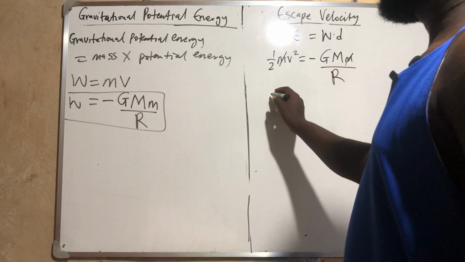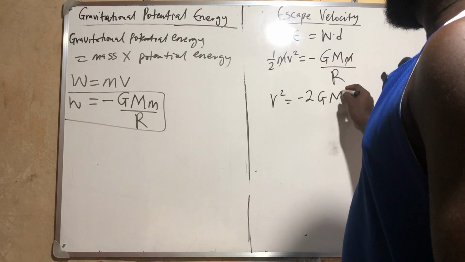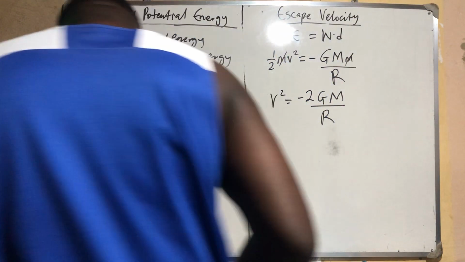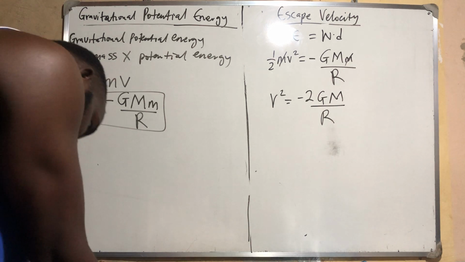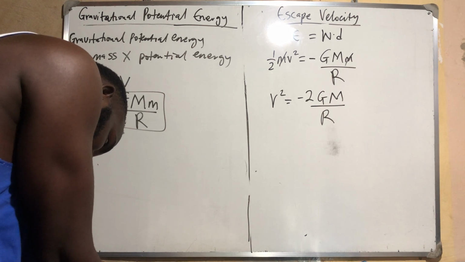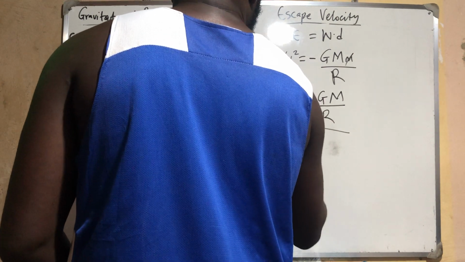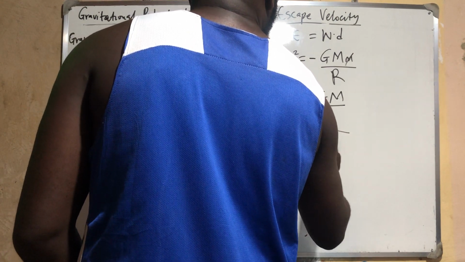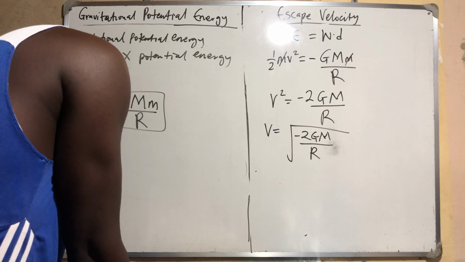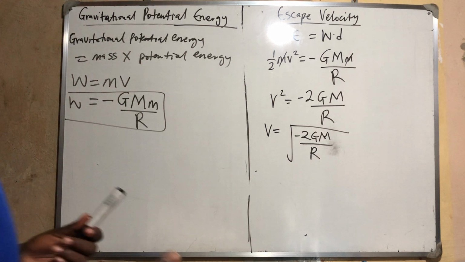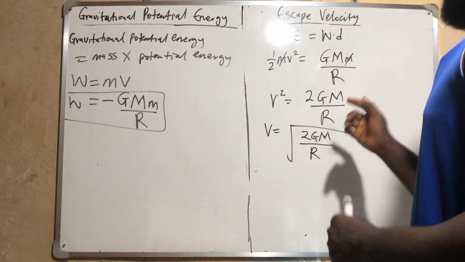Okay, so I'm looking for my v. m will take care of m first. So my v squared will now be, cross multiply, this one will go up, so I have minus 2GM over R. If I now take the square root, I'll be having that my v is equal to the square root of minus 2GM over R. If the body is in reverse, we don't need this negative. So it's gotten by this.